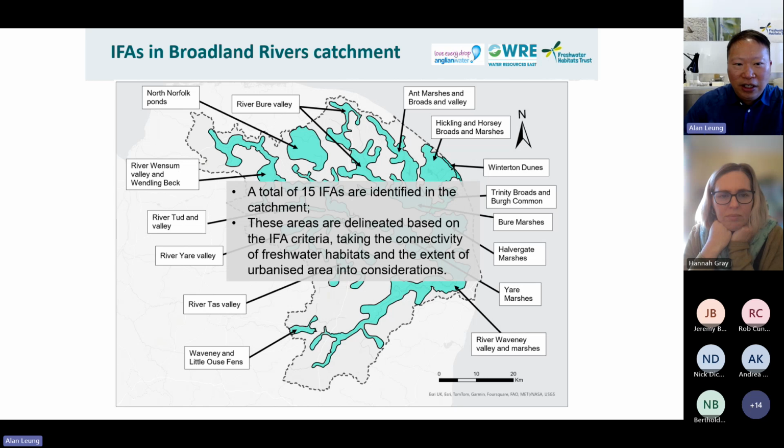There are a total of 15 of them, and those areas are delineated based on our criteria, but we are also taking connectivity of the freshwater habitats into consideration. Also, we think that it may not be a good idea to put an urban area in our important freshwater areas, because at the end of the day, we would like to facilitate habitat restoration. But I will go back to this point a little bit later.